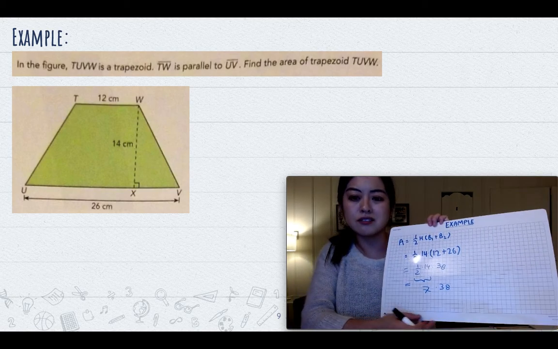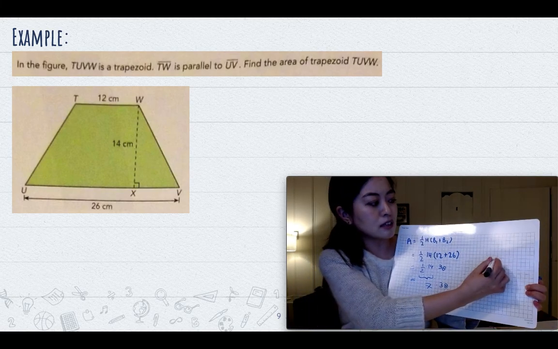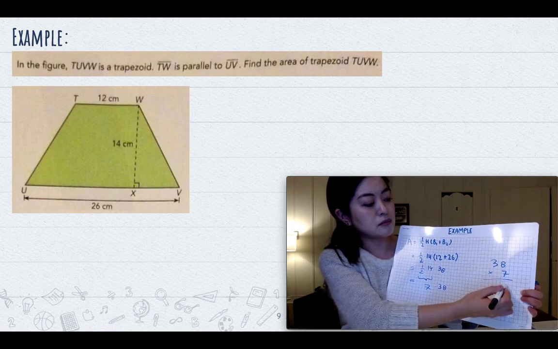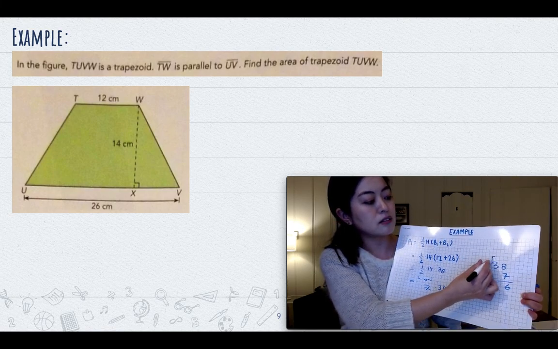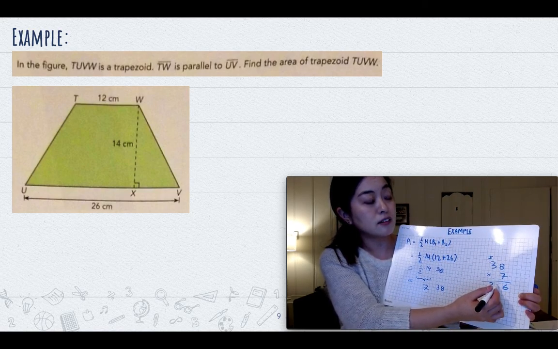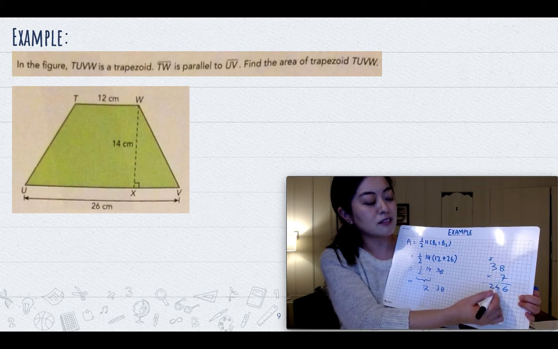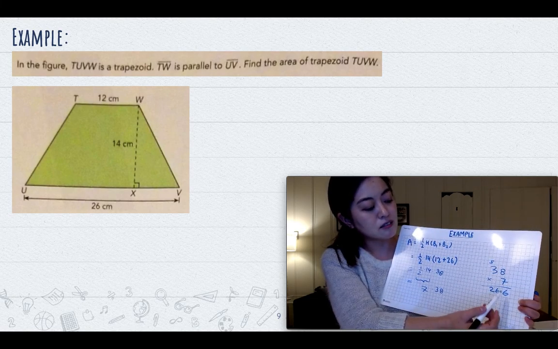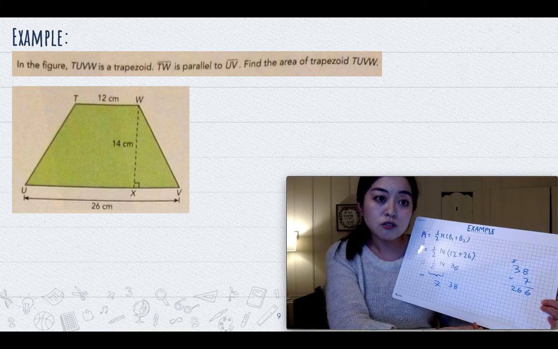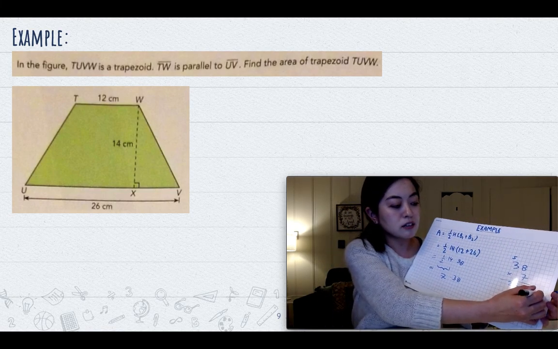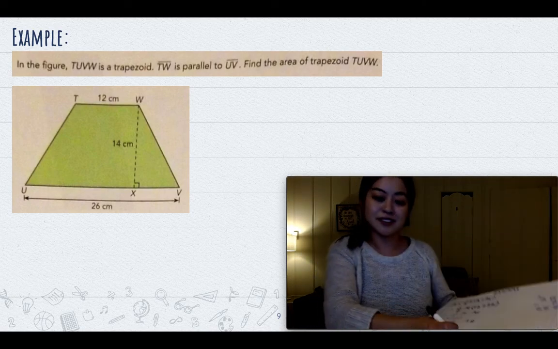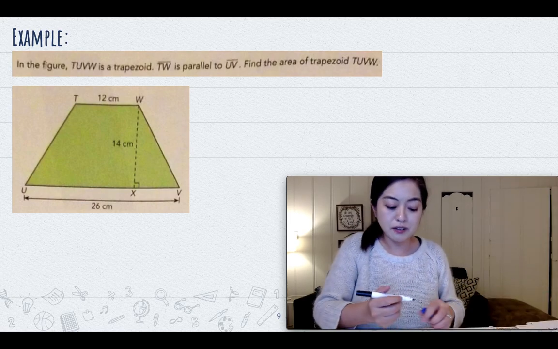I don't know this off the top of my head, so I'm going to just do it on the side here. 38 times 7, that's 56. 7 times 3 is 21 plus 5. 21 plus 5 is 266, okay? And let me see, this is the area, so I need to write square centimeters, like so. Okay, all right.